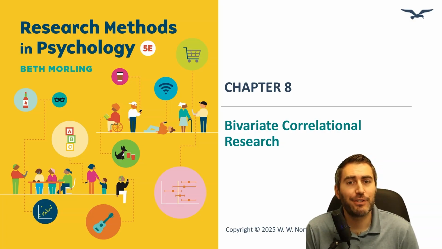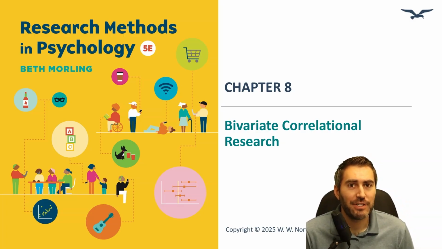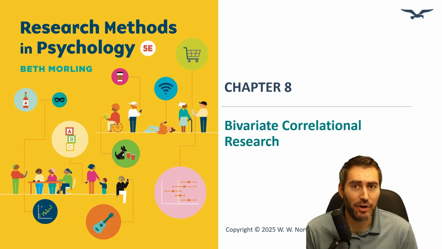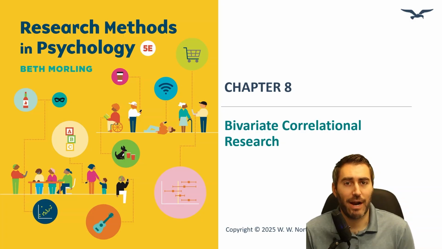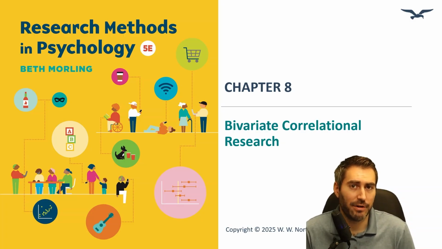So this week we'll be covering Chapter 8, Bivariate Correlational Research. In this chapter, we're going to talk about relationships between two variables and how we can use correlational research designs to provide us with information about those relationships. This is the first chapter where we'll be discussing specific research practices, and can be seen as a shift from more theory-oriented content to practical applications of our material.